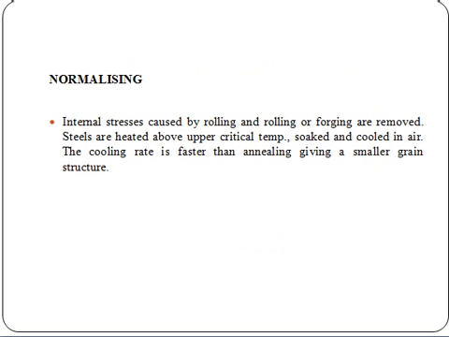Process caused by rolling and forging. Forged or rolled steels are heated above the upper critical temperature, soaked and cooled in air. The cooling rate in air is faster than annealing, giving a smaller grain structure.